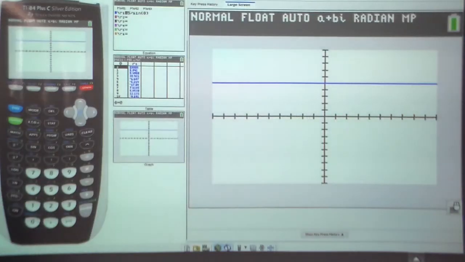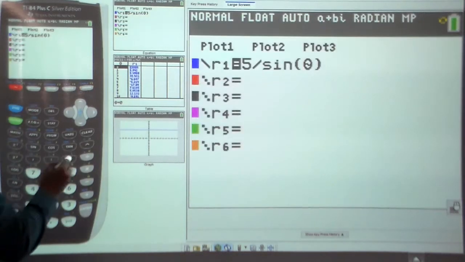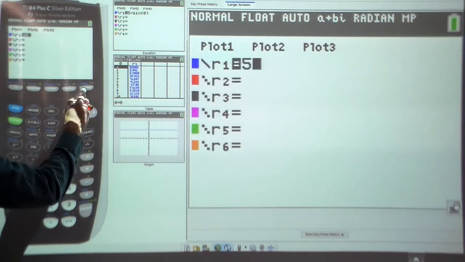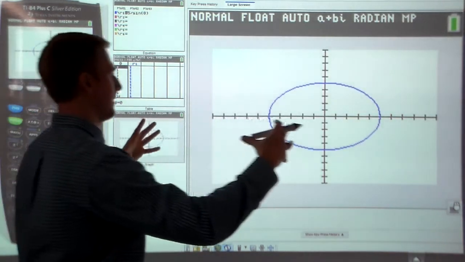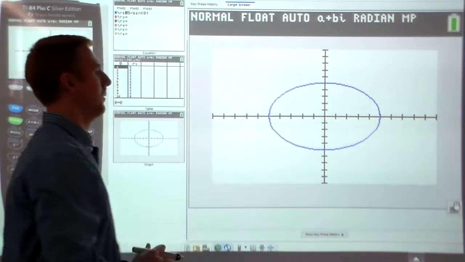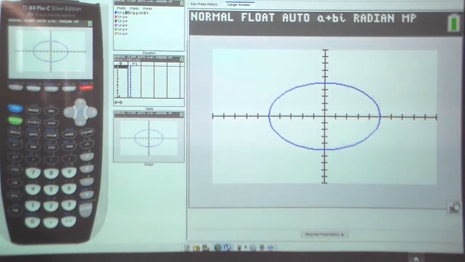And let's just confirm. So let's go back here, and let's just say 5. Should be a circle with a radius of 5. Looks kind of elliptical because the screen is a rectangle and it's trying to squeeze it all in anyway, but yeah, that's a circle with a radius of 5.